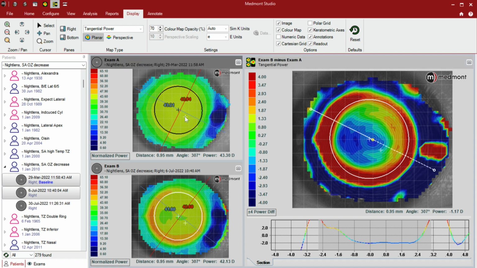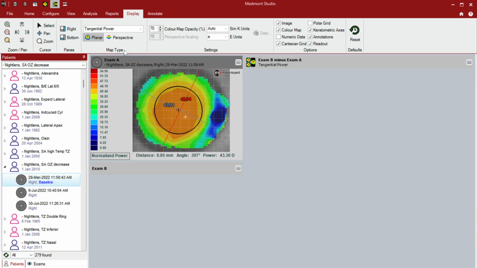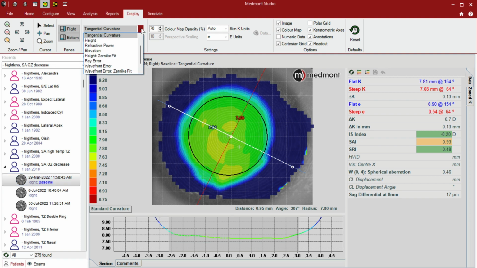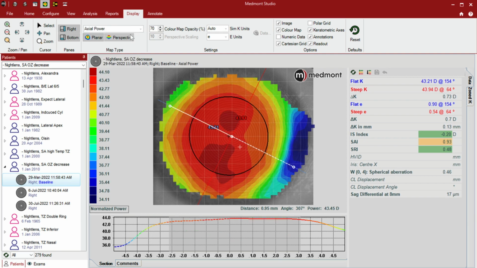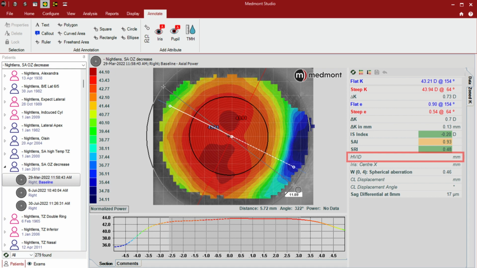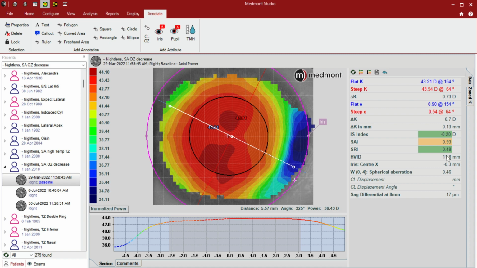And if we look at just the baseline map, we obviously started with a normal cornea with no issues, no indications of any ectasia. And if we look at it in axial, there are two things that we're going to consider. The first of all is, in the annotations, we're going to look at the iris. So we're going to define the iris, so we can put the iris border where the grey meets the grey, and we can see that we've got an average sized iris there at 11.8 millimeters.